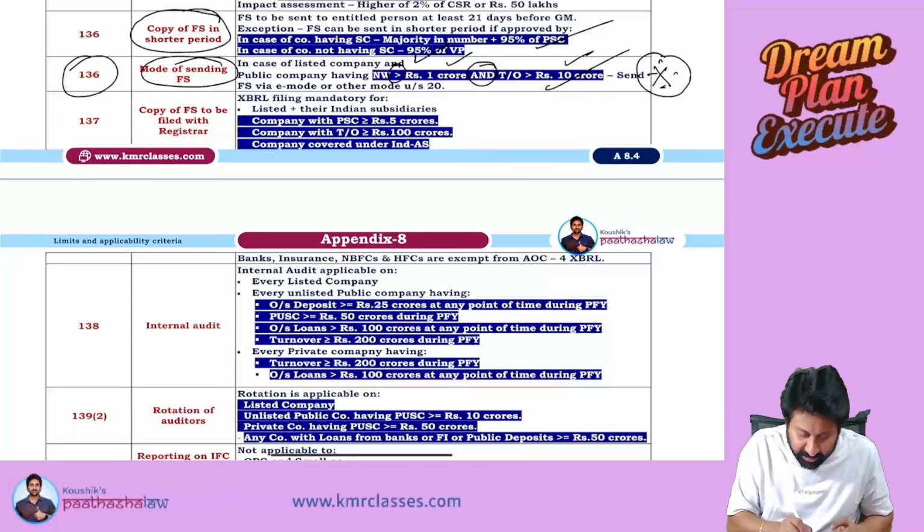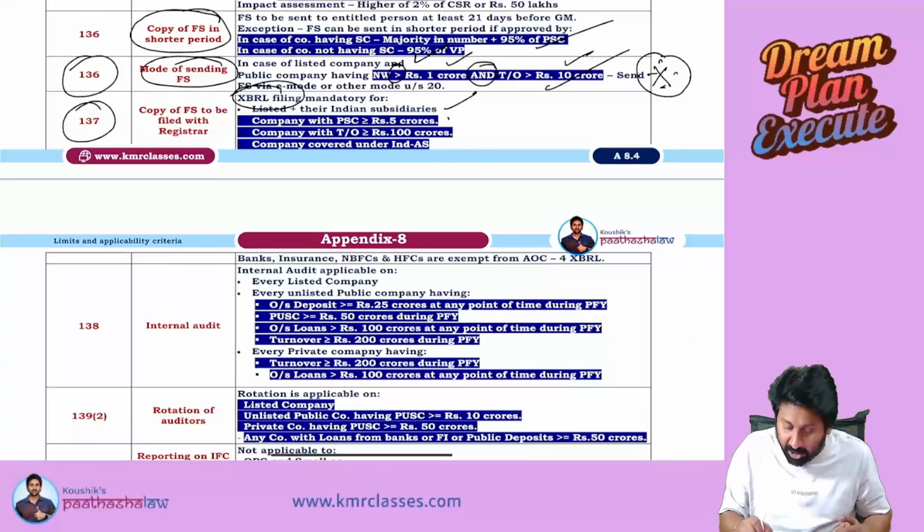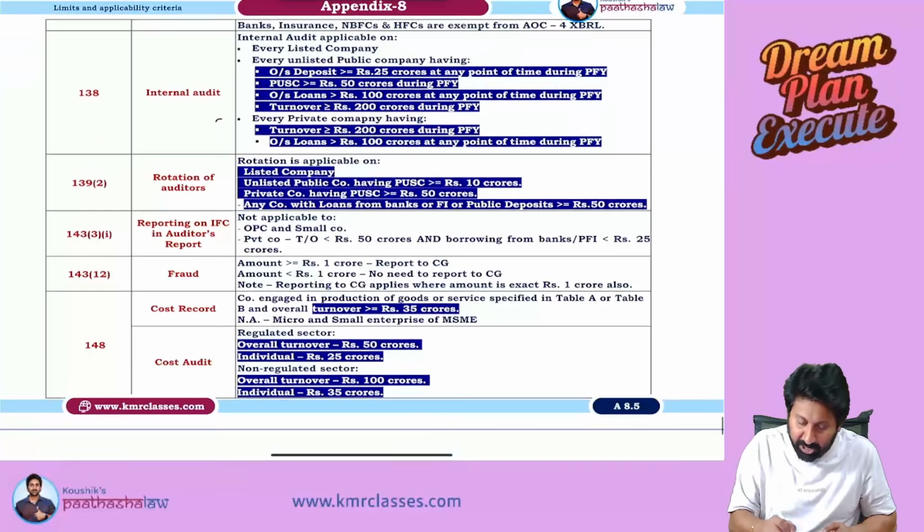Okay, next, 137, copy of financial statements. XBRL filing is mandatory in case of listed company and their Indian subsidiary. Along with that, unlisted companies also will be there: paid up share capital not less than 5 crore, turnover not less than 100 crore, and companies covered under Ind AS. Next, internal audit. This is also easy.